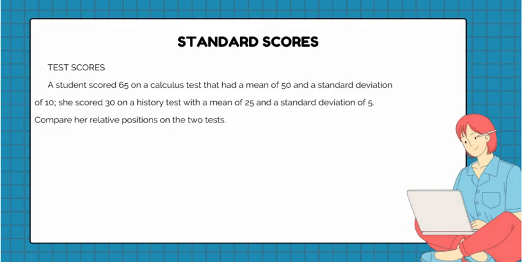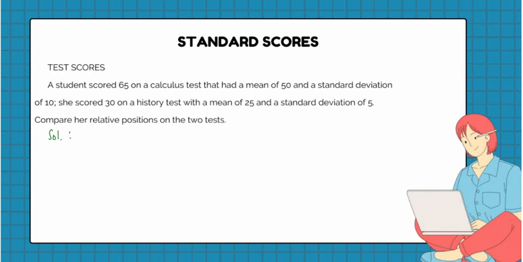So let's say a student scored 65 in a calculus test that had a mean of 50 and a standard deviation of 10. She scored 30 on a history test with a mean of 25 and a standard deviation of 5. You have to compare relative positions on the two tests. So the solution would be like this one.